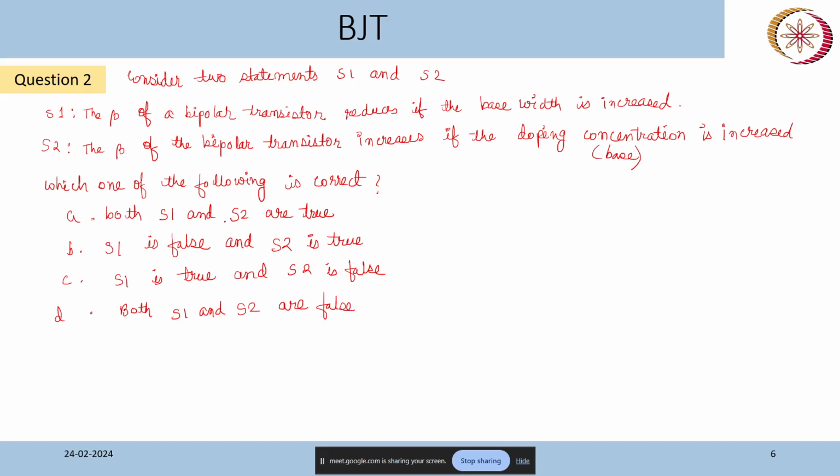So both S1 and S2 are true. Both the statements are true. Or S1 is false and S2 is true. Or S1 is true and S2 is false. Or both S1 and S2 are false. Okay. You can think about it and tell me the answer.